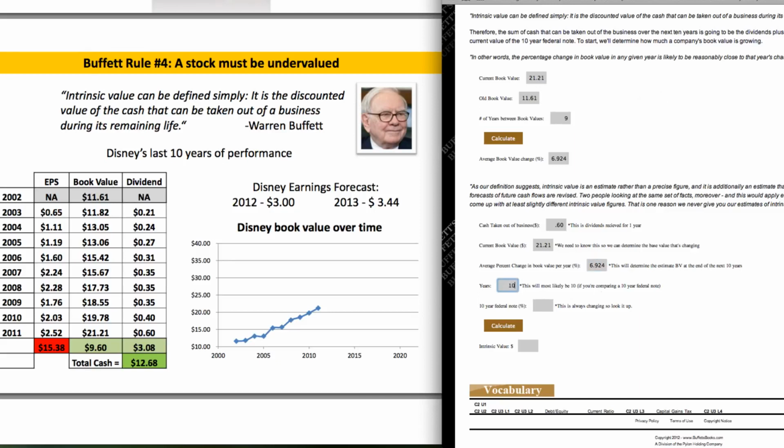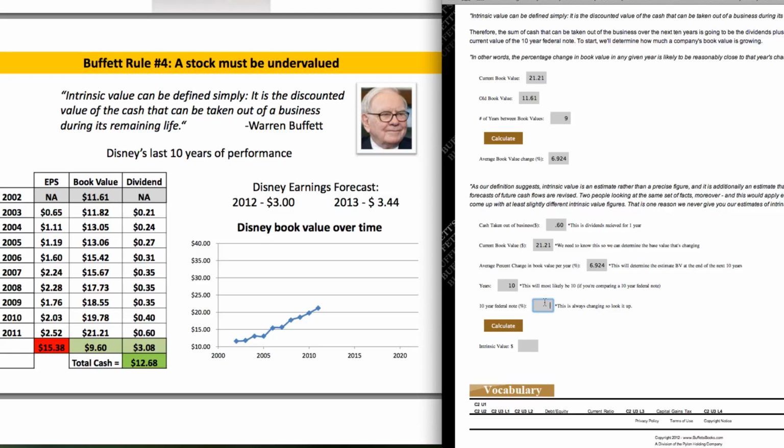Okay, so the years, we're going to go ahead and use 10 years because we're going to be comparing this to a 10-year federal note. Although you use 9 years on the top calculator, that has nothing to do with the bottom calculator. That top one is just how many years were between your two book value figures. Down here, this is a completely different number that has nothing to do with your top number, so don't let that confuse you. You're almost always going to put 10 years in here, especially if you're comparing it to a 10-year federal note, which we are.